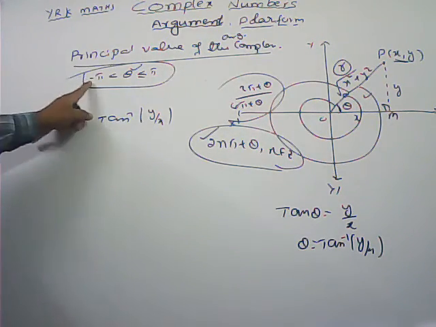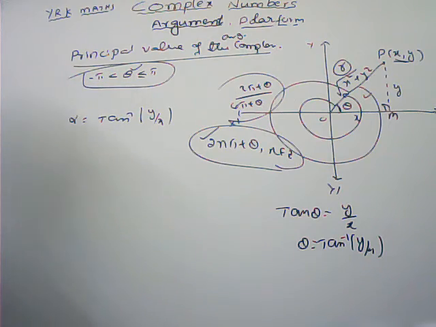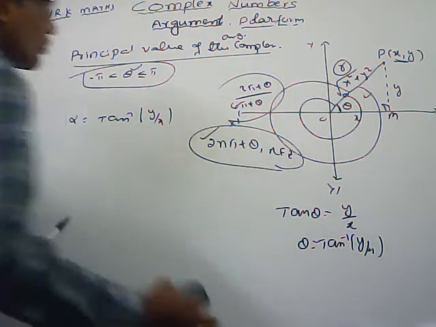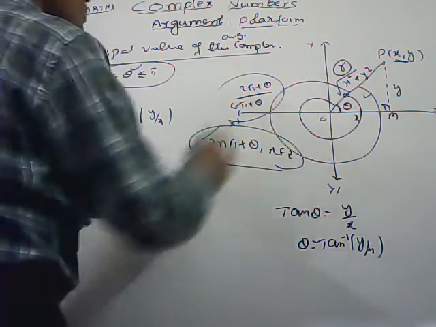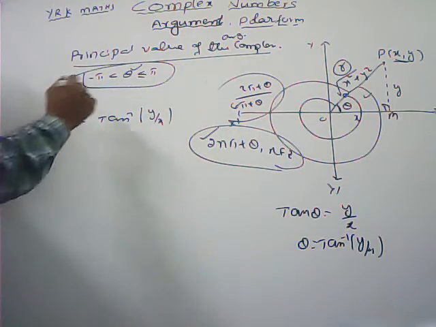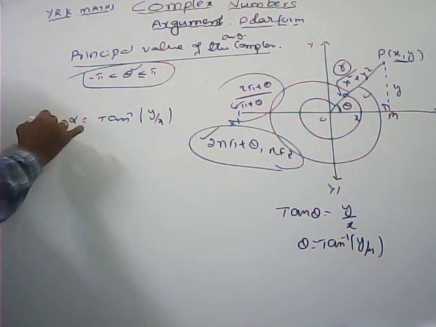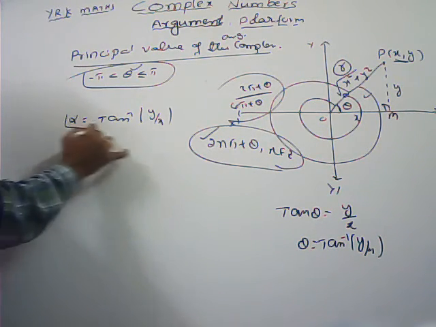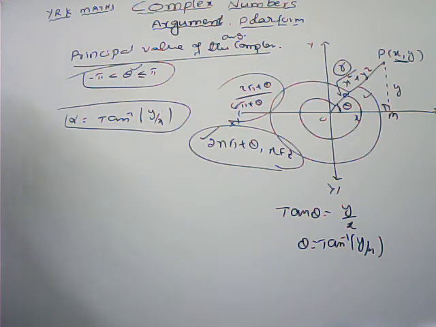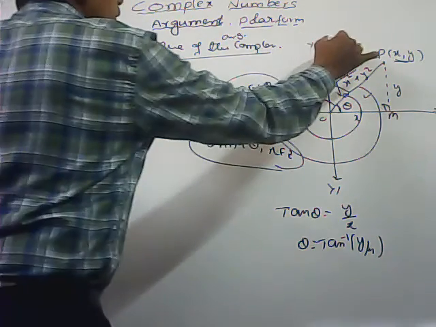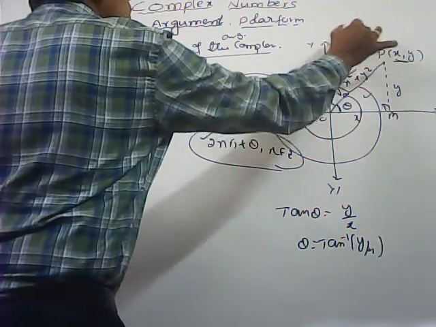Here theta lies between minus pi and pi. Now it depends upon the quadrant. In the first quadrant, this is the procedure to find the principal value of the argument. First we find the acute angle alpha, which is equal to tan inverse of modulus of y by x. Here theta is equal to alpha only in the first quadrant.